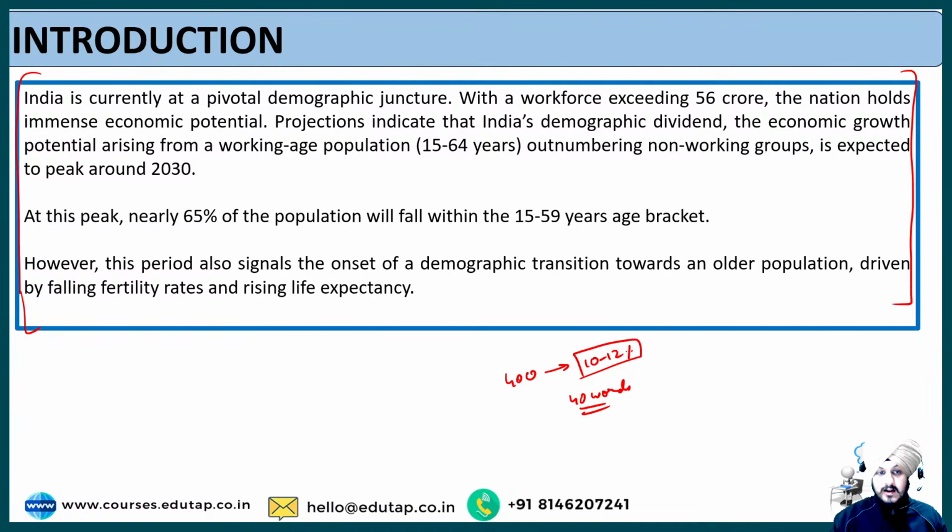So India is currently at a pivotal demographic juncture with a workforce exceeding 56 crore. The nation holds immense economic potential, and the economic survey says that projections indicate that India's demographic dividend, the economic growth potential arising from a working age population outnumbering the non-working group, is expected to peak around the year 2030. And at this peak, nearly 65% of the population will fall within the 15 to 59 years age bracket. I would say this is a very important data.